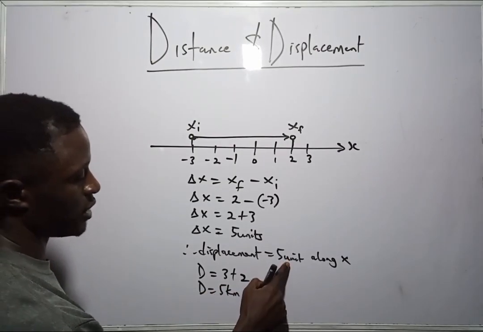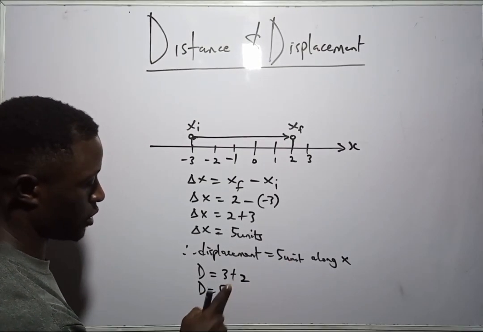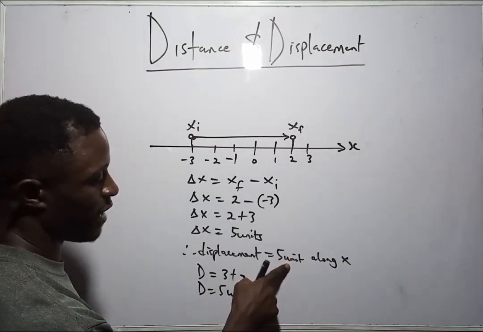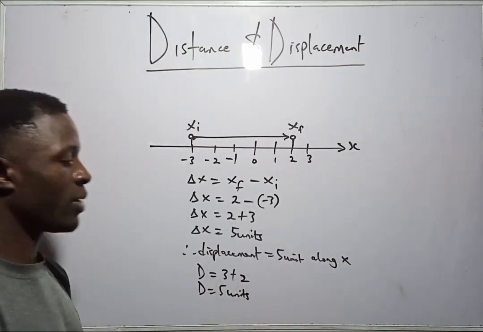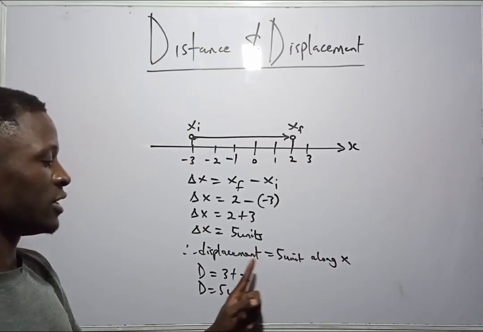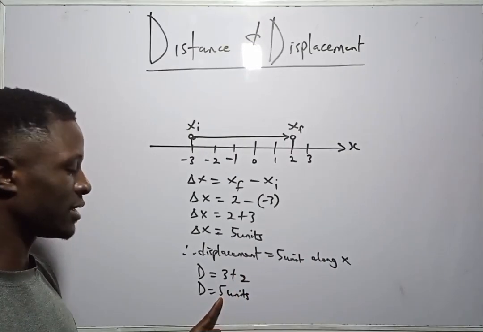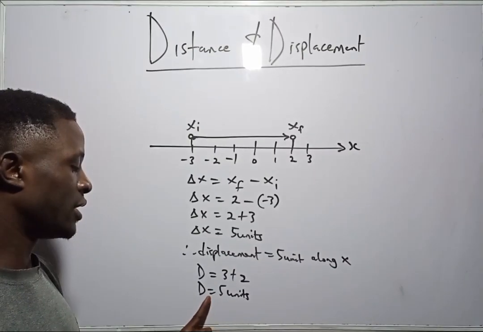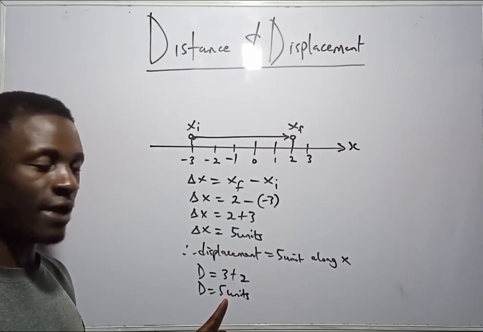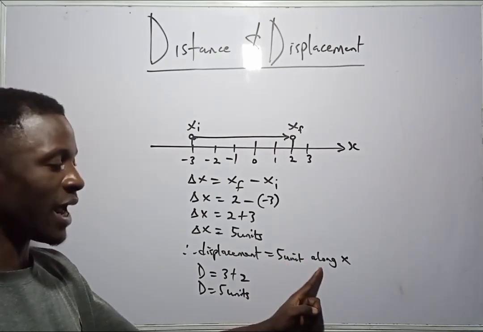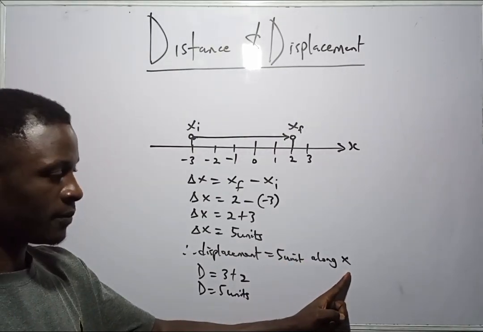Now, this one is 5 units. This one is 5 units along x. Why we are adding along x is because displacement is a vector quantity, while distance is a scalar quantity. Distance is just going to be 5 units, but displacement is going to be 5 units along x.